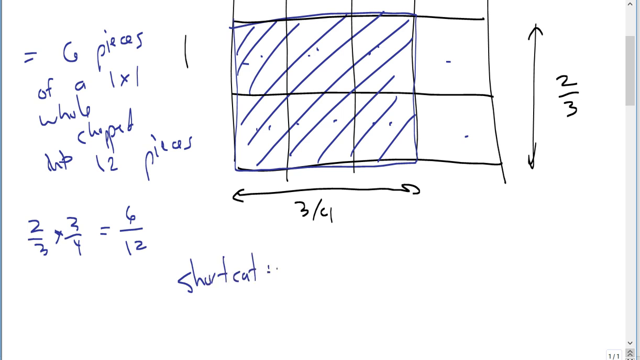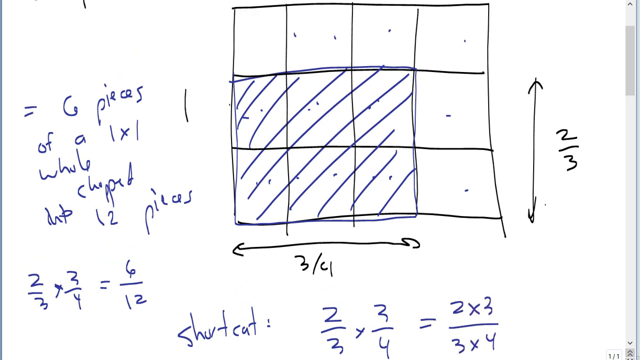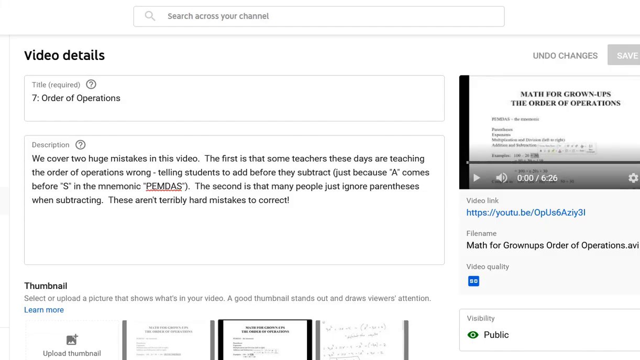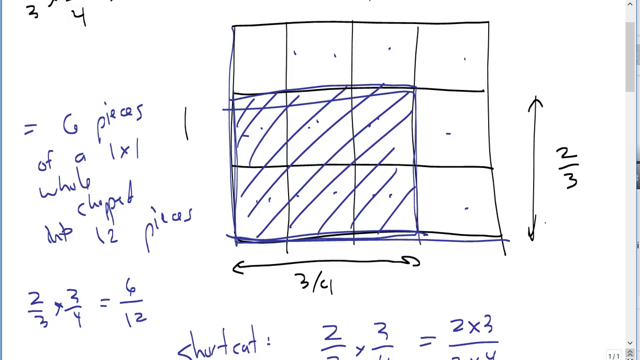I think I'm going to do this again later, which is that 2/3 times 3/4 is 2 times 3 over 3 times 4. And you can see the 2 times 3. It's 2 by 3 is the shaded in, and you can even see the 3 times 4. It's 3 chopped up by 4 chopped up, which means the whole thing has been chopped up into 12.